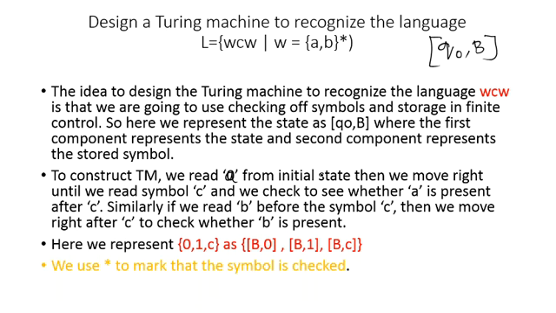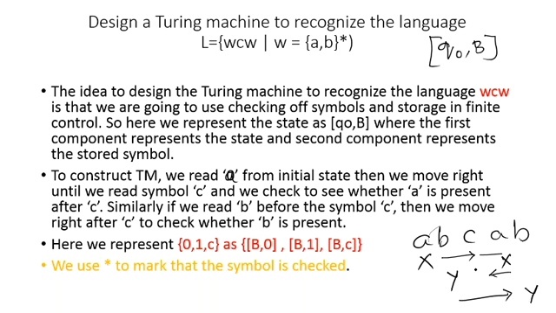We read A initially, then we move right until we read C. After reading C, we will check whether A is present or not after C. Similarly, when you read B before C, then we move right towards the C to check whether B is present or not. So simple. You'll be having something like ABC, ABC. We make the first symbol X and move towards C. After C is done, you check whether A is there, then you change your direction and move back. We see the first B, change it to Y, then again travel towards the end and change it to Y.